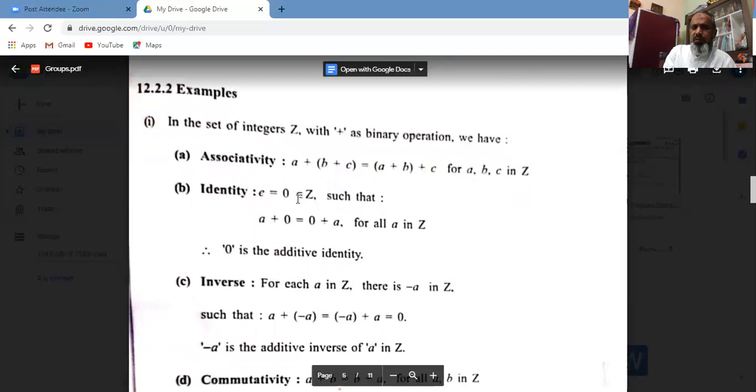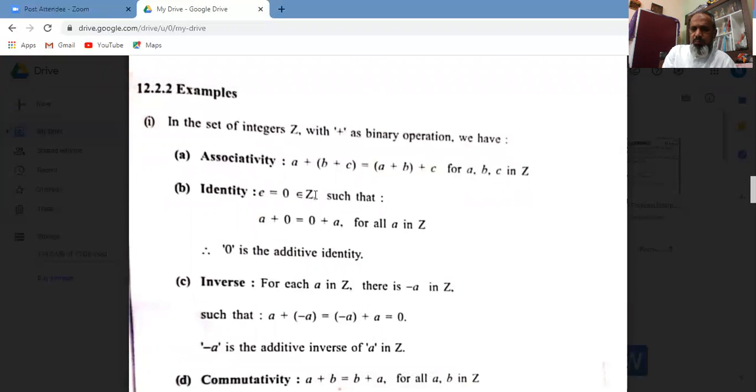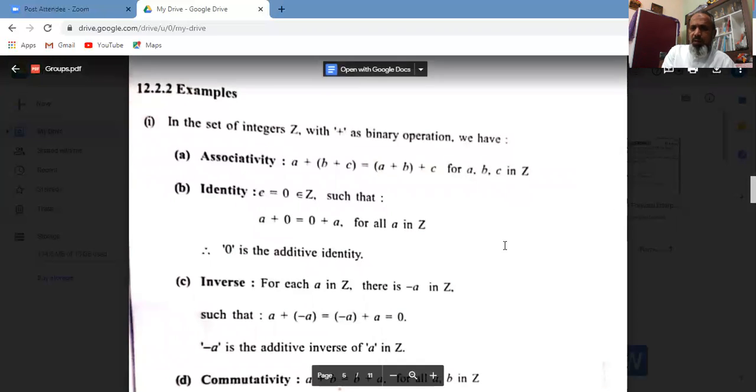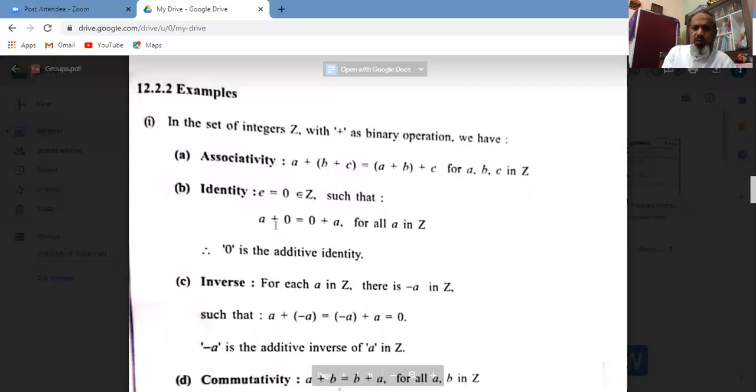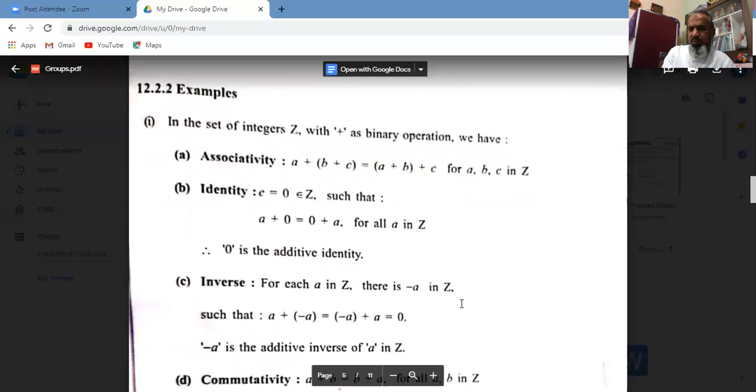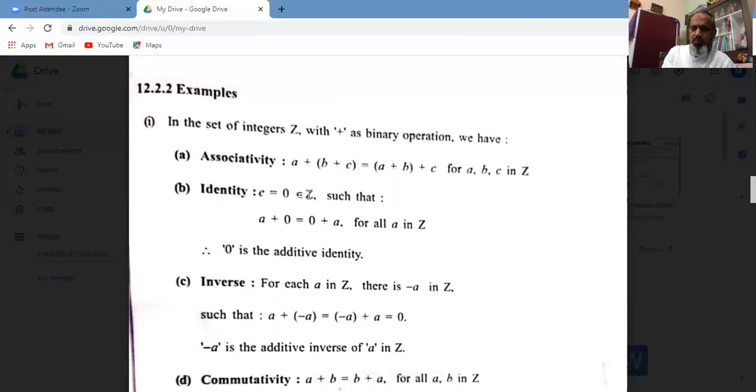In the set of integers, 0 belongs to Z. So what is Z? Z is equal to 0, 1, 2, 3 on the right side, and on the left side minus 1, minus 2, minus 3, up to minus infinity. So from minus infinity to plus infinity, all the numbers belong to the set Z. So 0 belongs to Z. A plus 0 is equal to 0 plus A is equal to A. So 0 acts as the identity element. So 0 is the additive identity.